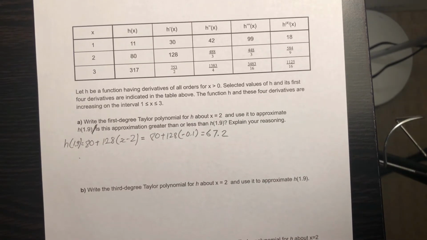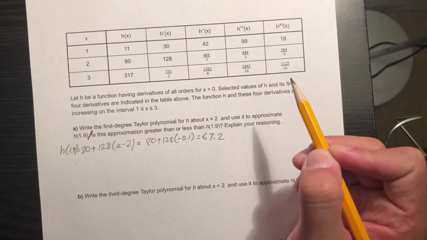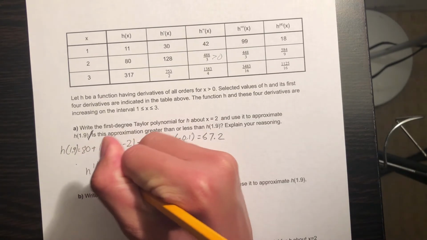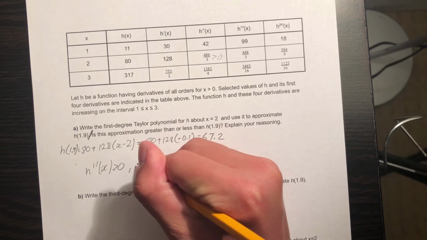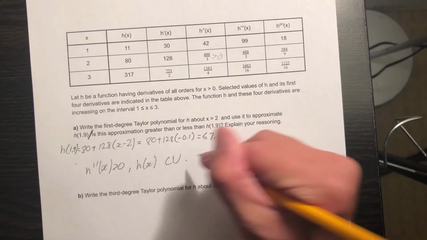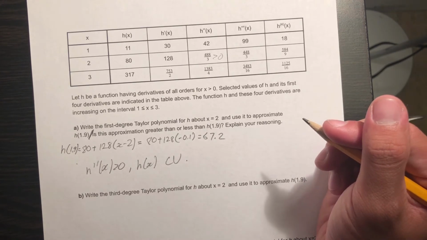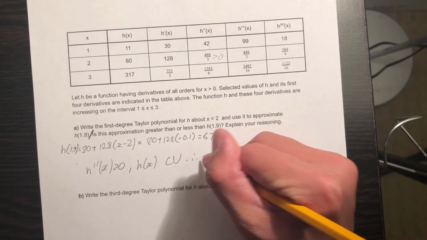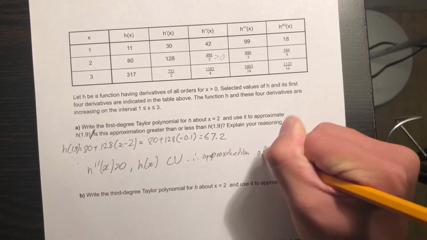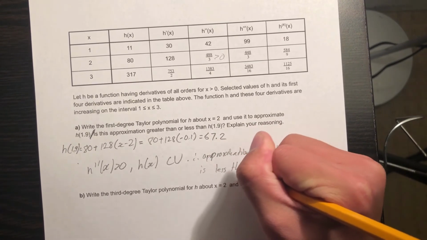Now, is this approximation greater than or less than h of 1.9? Well, let's see. If you look at the second derivative, it's greater than 0. What does this mean? If h double prime of x is greater than 0, that means h of x is concave up. If a function is concave up, that means any tangent line approximation is going to be less than the actual value. So therefore, the approximation of h of 1.9 is less than h of 1.9.